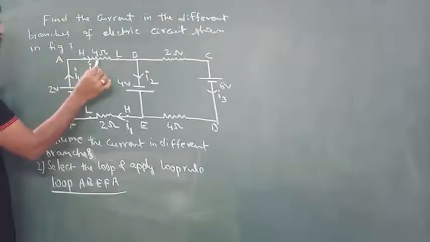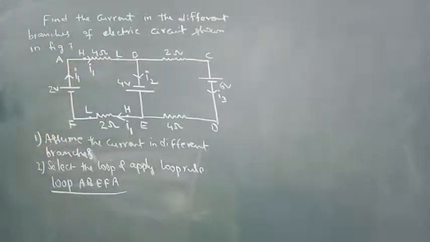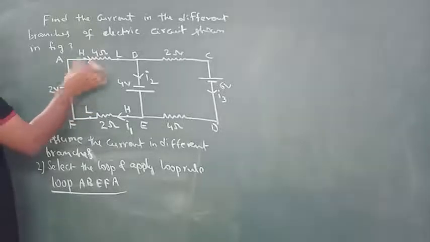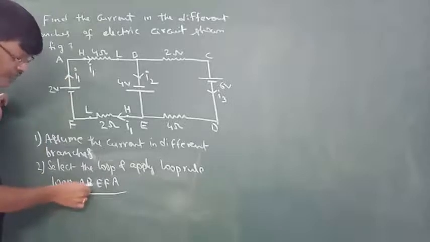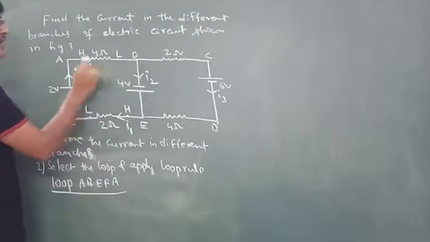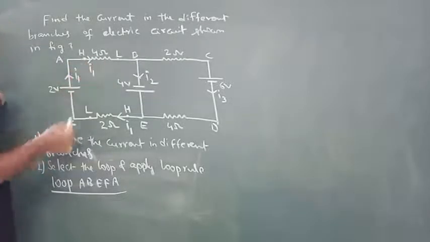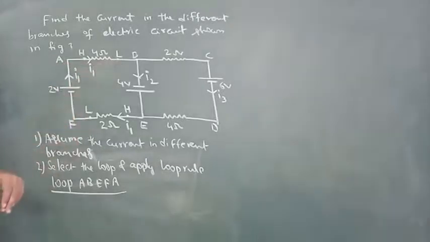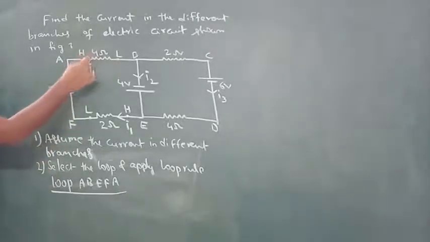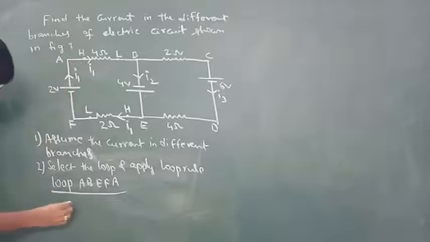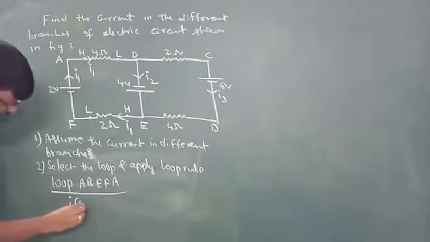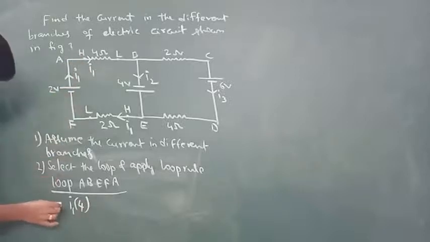the person who applies this loop rule to this loop ABEFA finds the potential drop, because he moves from A to B. While he is moving across the resistor, he finds potential drop because he moves from higher potential to lower potential. So potential difference is IR according to Ohm's law. V is equal to IR. So I1 into 4 ohm, but it is dropped, therefore keep minus sign, minus 4I1.